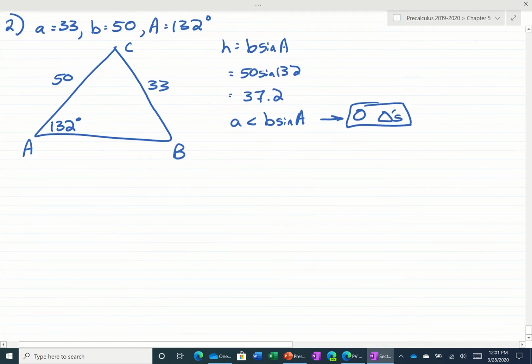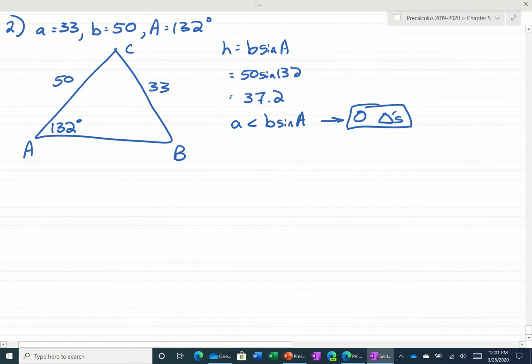So if any of you got that, just raise your hand. Let me see. Did anyone get that? All right, so I'm seeing a couple people raise their hand. Just make sure that you check to see if there's triangles first. So next I'm going to do number 9.